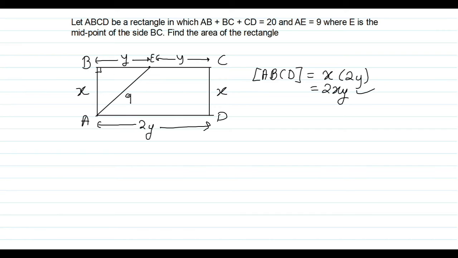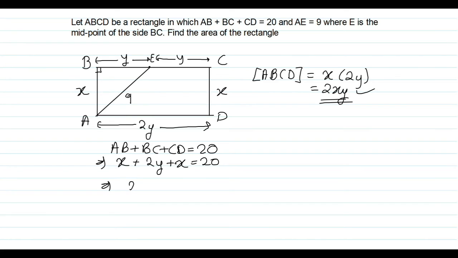Now let us try to arrive at the expression 2xy by using the data we have been provided. Now given that AB plus BC plus CD is equal to 20, I can substitute X for AB, 2Y for BC, and X for CD. That is equal to 20. So X plus Y is equal to 10, and let me square both sides. X squared plus Y squared plus 2xy is equal to 100. Now I can see that there is a 2xy in this expression, but there are also these two terms which are posing a problem for the time being, X squared plus Y squared.